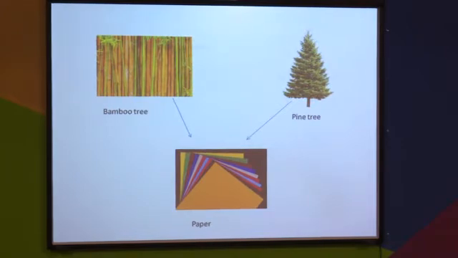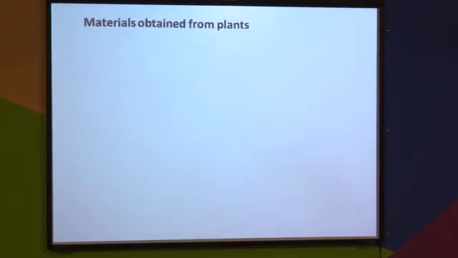Have you understood? I'll repeat again. These woods are from the bamboo tree and pine tree. How are they? They are very soft trees. Okay. So it can be made into a watery paste and rolled into sheets to make paper. Understood? So from where do we get paper? From the bamboo tree or pine tree. Understood? Now we'll move to the next.